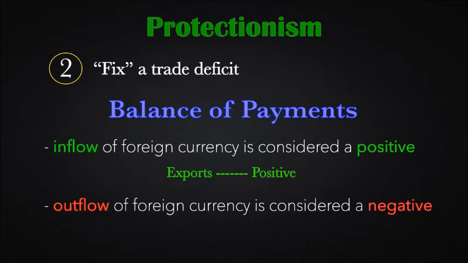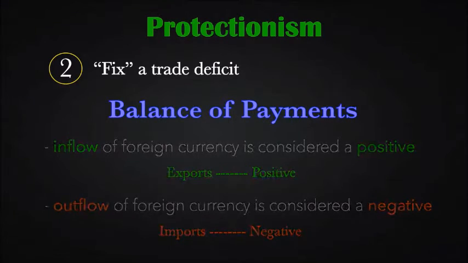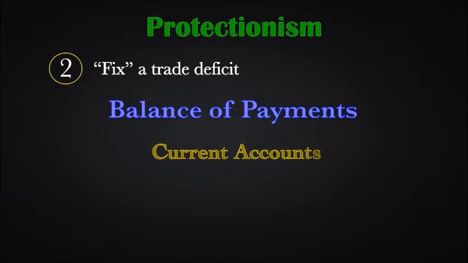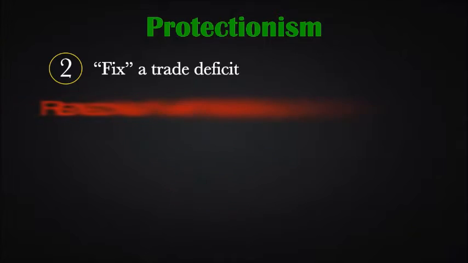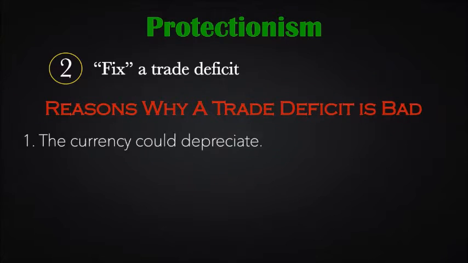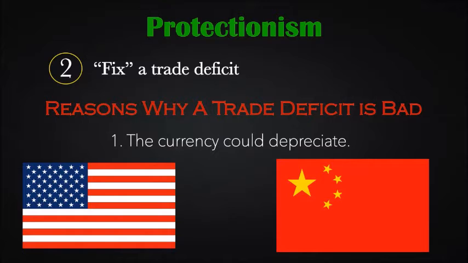An outflow of foreign currency is considered a negative. So simply put, imports is considered a negative. If a country is experiencing a deficit in the current account of balance of payments, it means that it is experiencing a trade deficit. Trade deficits can be bad for the following reasons. The first is that the currency could depreciate.